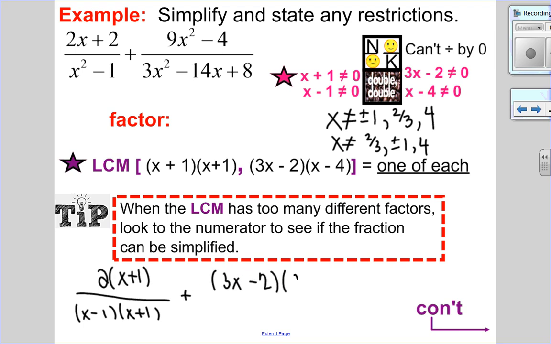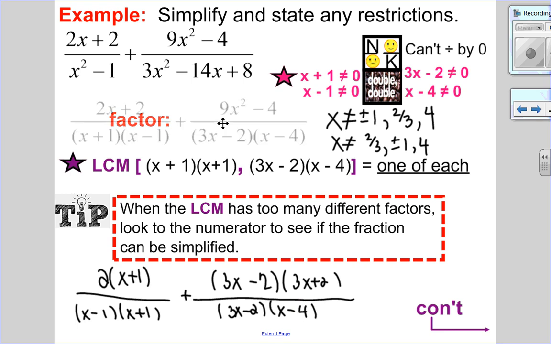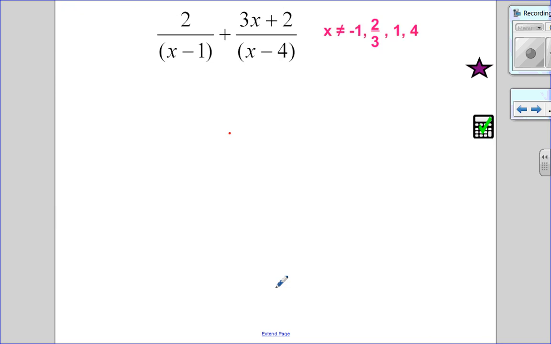So 3x minus 2, 3x plus 2, all over my denominator, which was 3x minus 2 and x minus 4. Okay, so looking at this, I can see, yes, there is something I can simplify. Common factor of x plus 1, common factor of 3x minus 2. That is a lot more manageable to deal with. So let's deal with our simplified fraction over here.